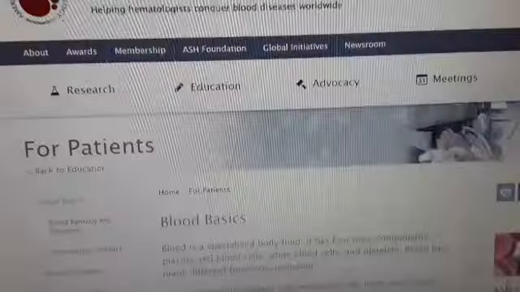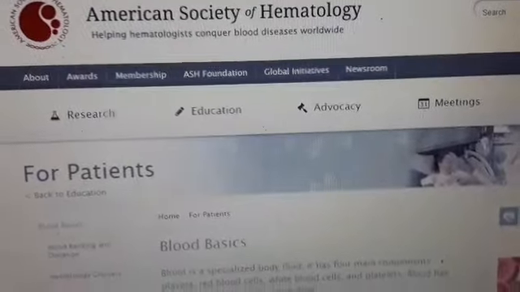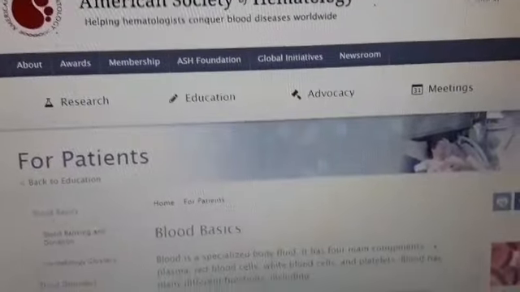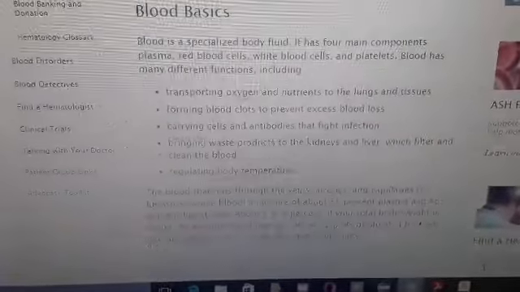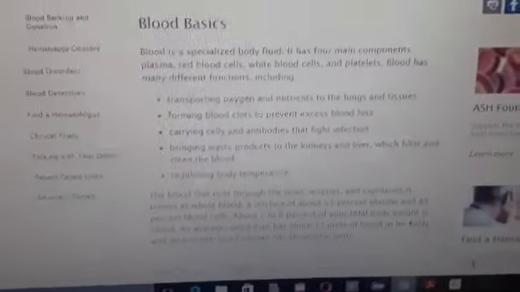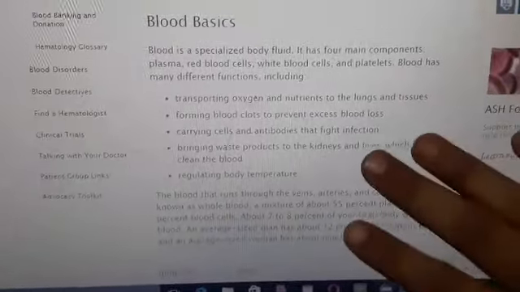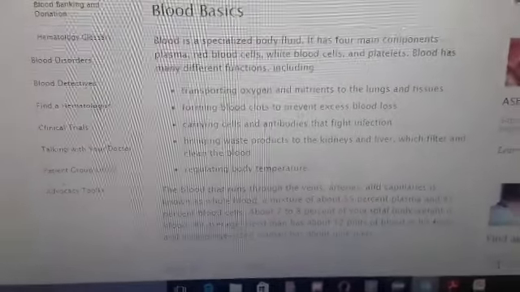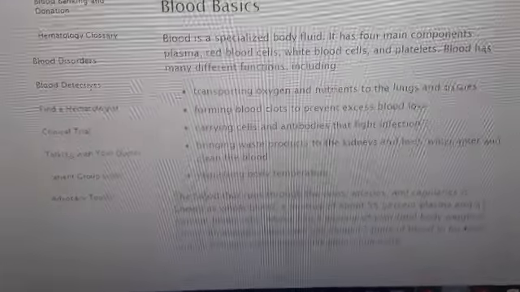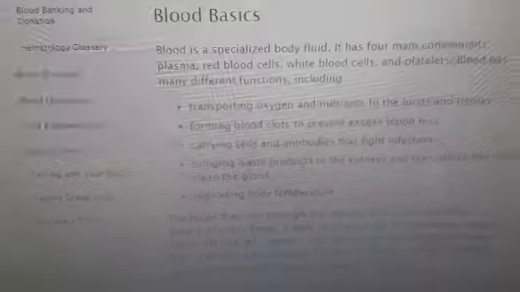So this is the American website, American Society of Hematology. We're going to read from this. This is one of the most wonderful websites. I love to read from this. So now blood basics. Once again, I would like to repeat: blood is a connective tissue, a specialized connective tissue, and now we're going to read about the blood components.